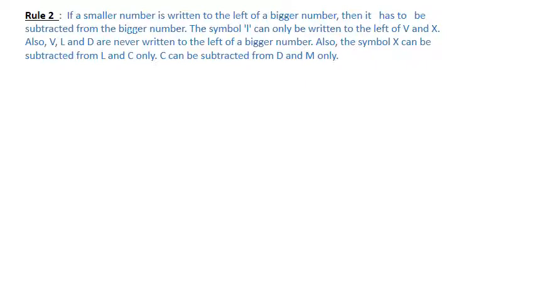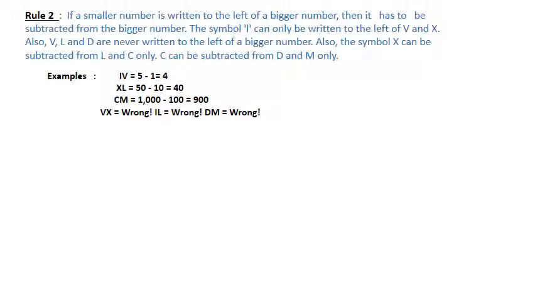Let us see examples. Okay students, the first example is I, V. Here I is the smaller symbol, which is written to the left of the bigger number. So what is our rule? The smaller number has to be subtracted from the bigger number. So what do we write down here? The value of V is 5 and the value of I is 1. So we write down 5 minus 1 is equal to 4.